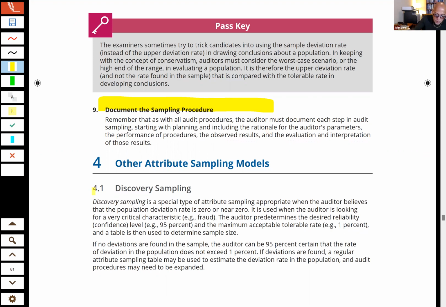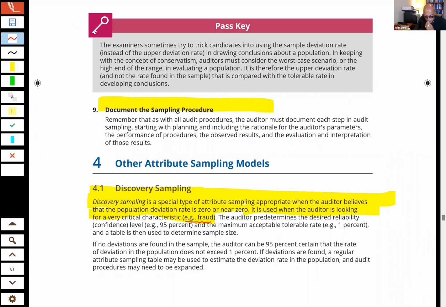Okay, good. Now you come over and there's another sampling plan that leverages off of attribute sampling. It's called discovery sampling. And discovery sampling is used when the auditor believes that the condition is 0 or near 0. It is used when the auditor is looking for very critical characteristics such as fraud. So they're asking you to look for something that really shouldn't be there. They call that discovery sampling.